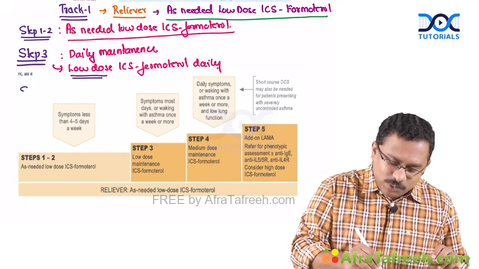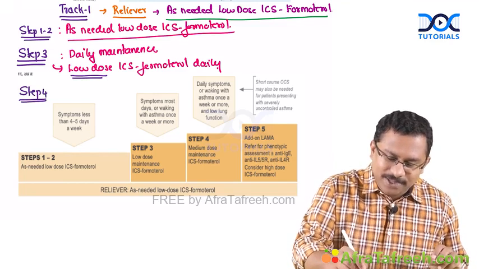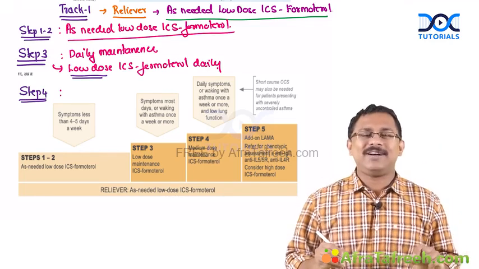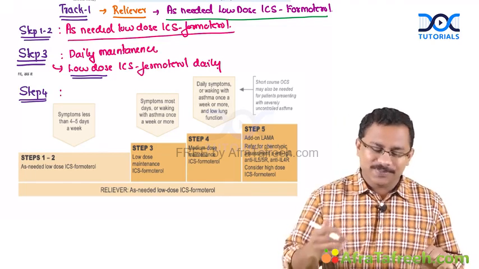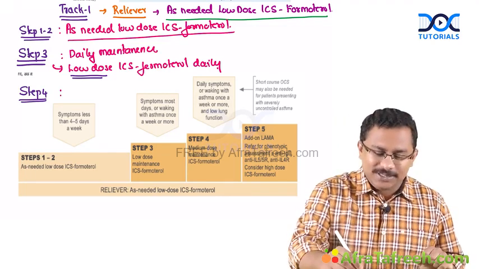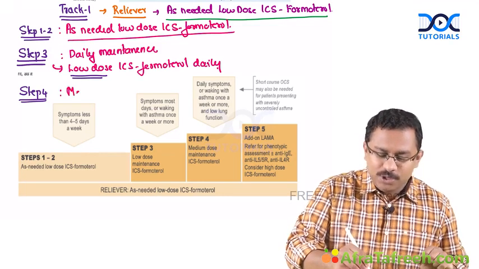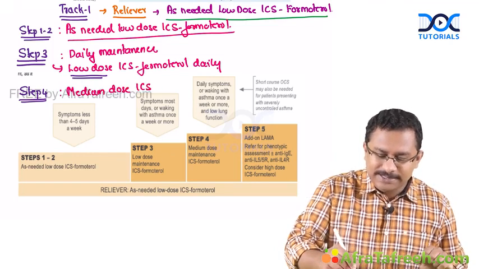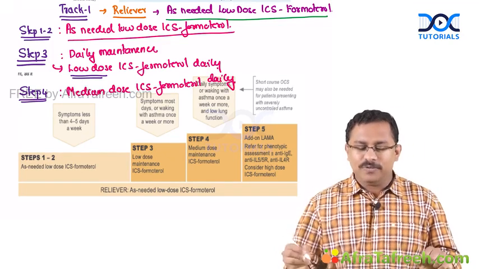Now when it comes to step 4, remember, it is very similar to step 3, but the difference is that there is low lung function. So in maintenance therapy also you will require a higher dose. So here also it is daily maintenance, but the difference is that instead of low dose, you will go for medium dose ICS formoterol. Okay, medium dose ICS formoterol you will go for daily.